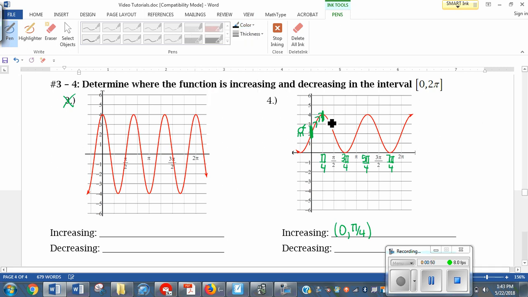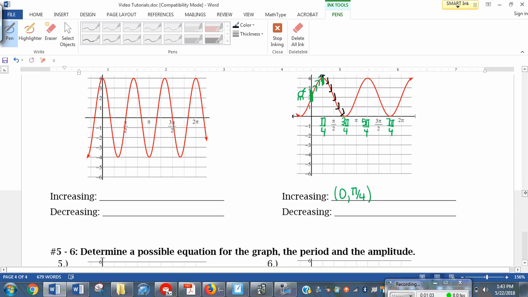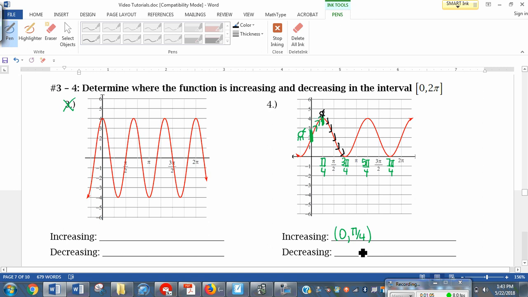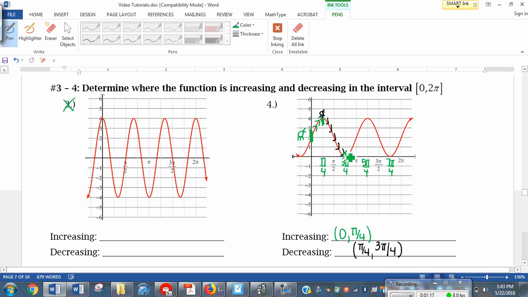Then the bug is at the top of the mountain, and he's going to start working his way down. So from pi over 4, you're always using the x-axis. From pi over 4 until the bottom, he reaches 3 pi over 4. Okay, now he's at the bottom at 3 pi over 4. He's going to start walking his way back up, 3 pi over 4 until 5 pi over 4.